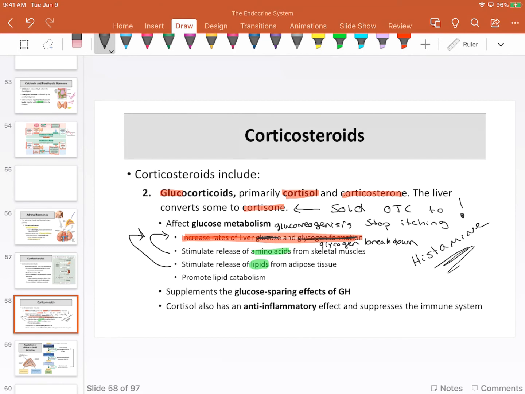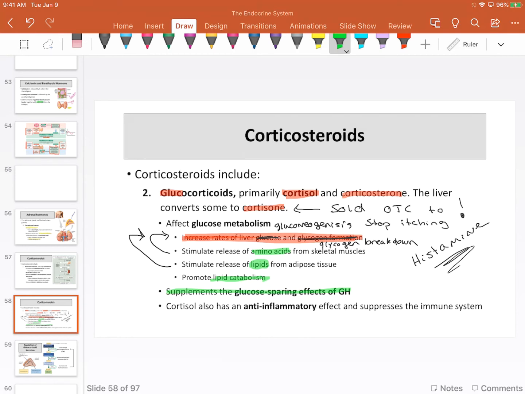In addition to just promoting the release of it, we're actually going to go further and promote the breakdown. Catabolism, remember, is to break things apart. The breakdown of the lipids into carbon, hydrogen, and oxygen complexes that can be used as fuel. And so in addition to the growth hormone process and the glucose sparing effect, cortisol elevates blood glucose. That's why we call it a glucocorticoid. That's why it's got that name.